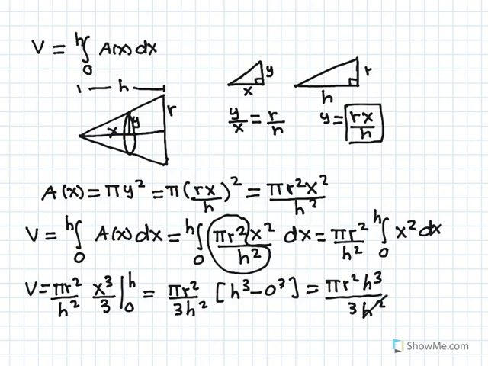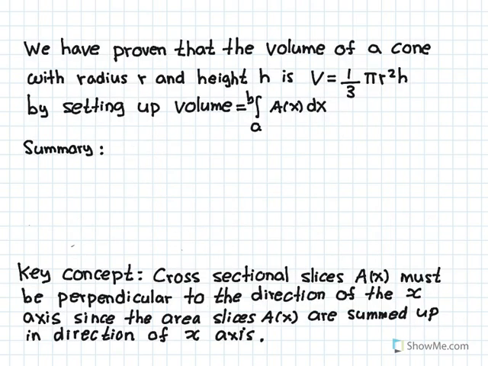And h squared cancels with h cubed. We get h in the numerator. The answer is pi r squared h over 3, and hence the volume of a cone. We have proven it. So we have proven that the volume of a cone with base radius r and height h is equal to 1/3 pi r squared h by setting up the volume to be the integral from a to b of A(x) dx.